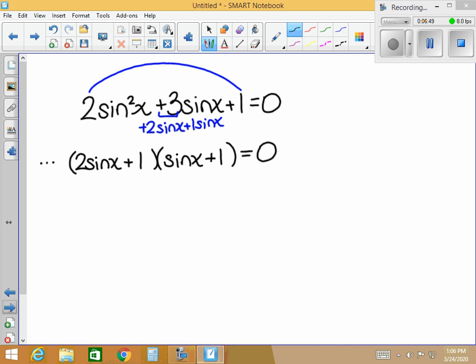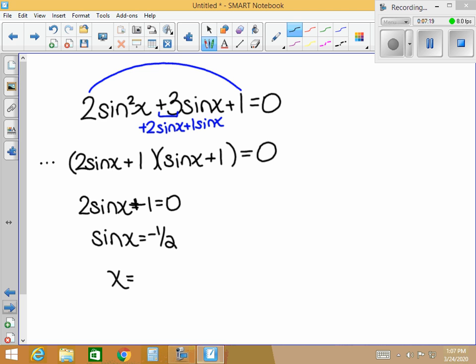On any of these, when we get to this step, if you want to hit pause, set the factors to 0, solve for x, see what you end up with, please do that. All right, so you've either unpaused it or just kept watching. I'm going to be literal here. If we have 2 sine x plus 1 is 0, that tells us sine x is negative 1/2.